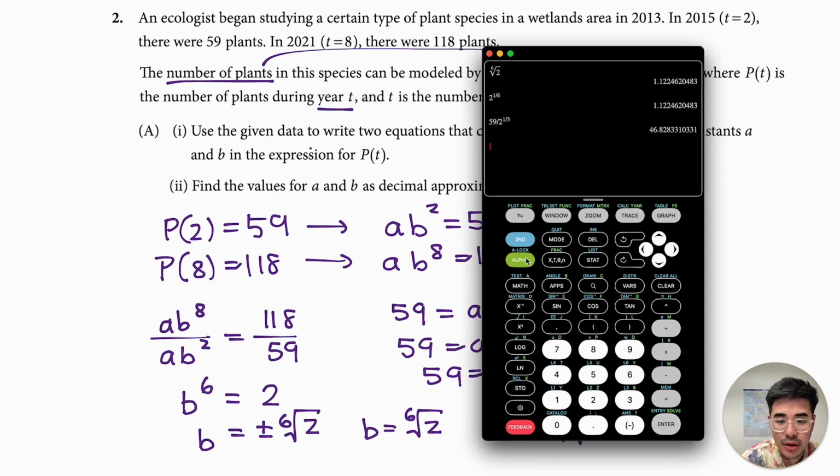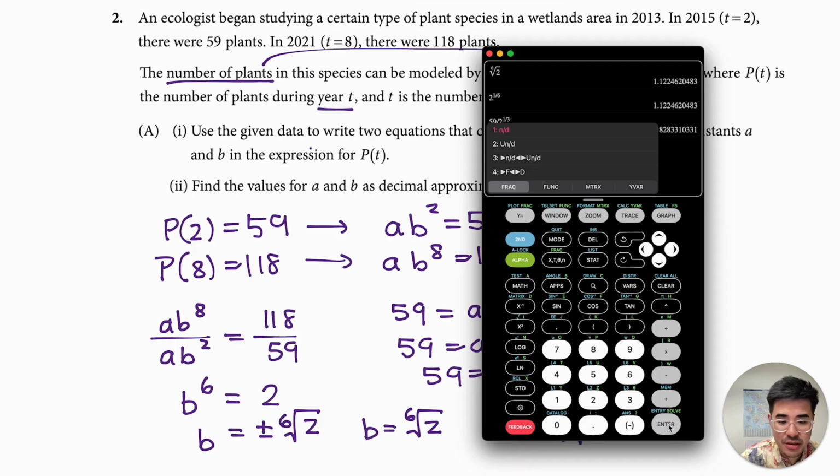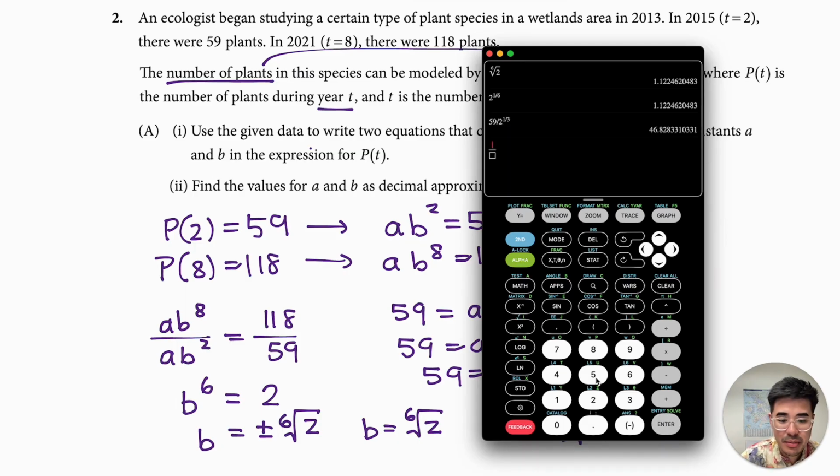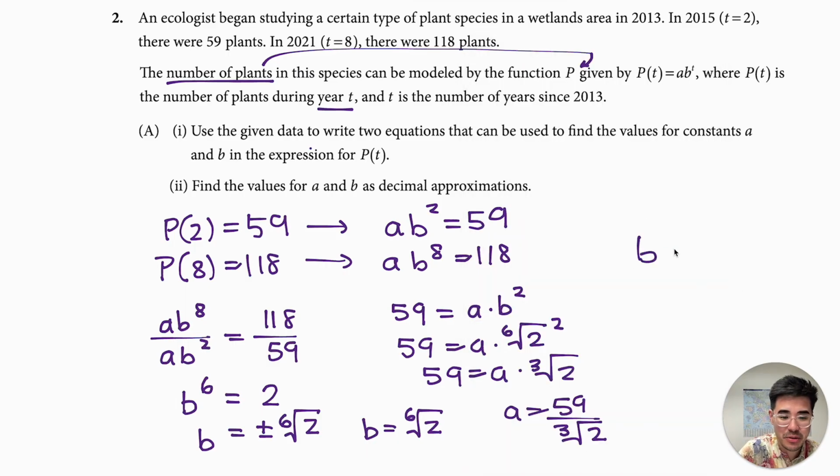Now one thing you want to note is I love using this fraction function, alpha f1n over d, because that reduces some copy error, because sometimes when you're grouping things, you might unfortunately put things in the wrong order. So make sure that if you're not good with calculator fractions, that you use the fraction function here. So in this case, b is equal to 1.122, and then a is equal to 46.828.